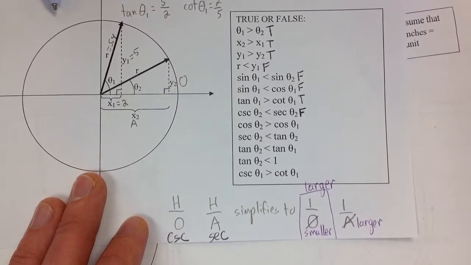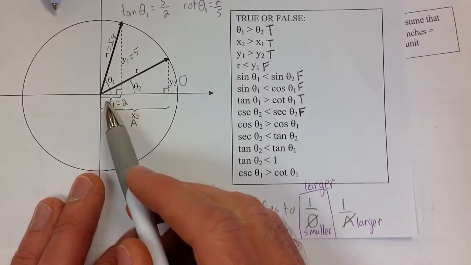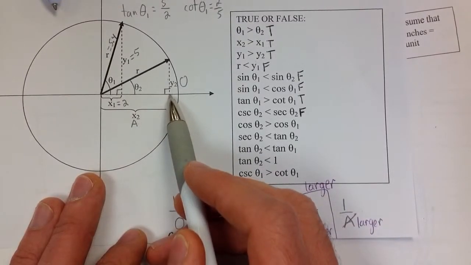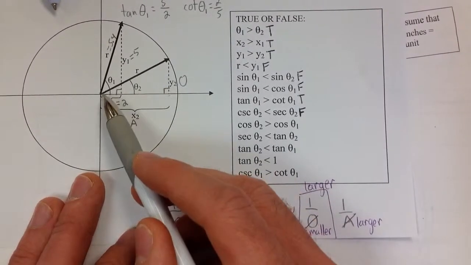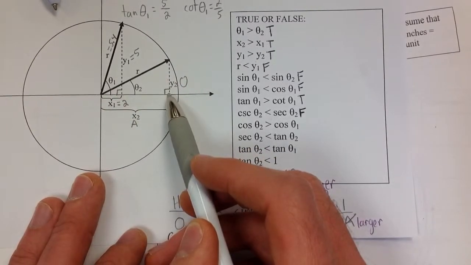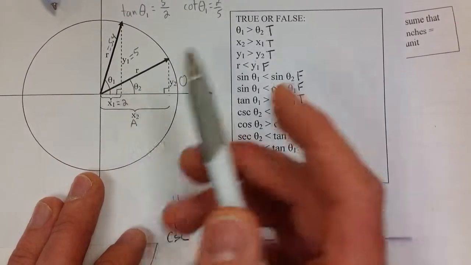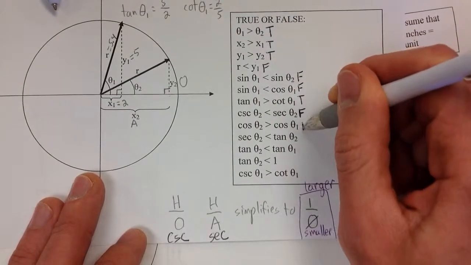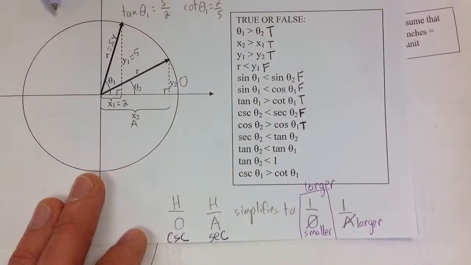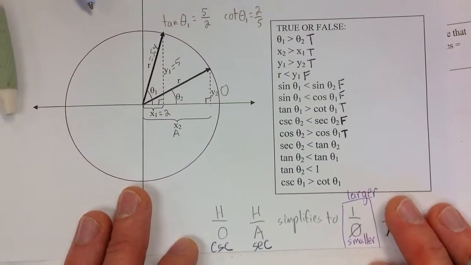Next up, Jessica. True? I agree. So the theta 2 triangle has the longer base, and cosine is the base over the hypotenuse. So this one is going to have a larger cosine than this one. And then Gabe. False. False.